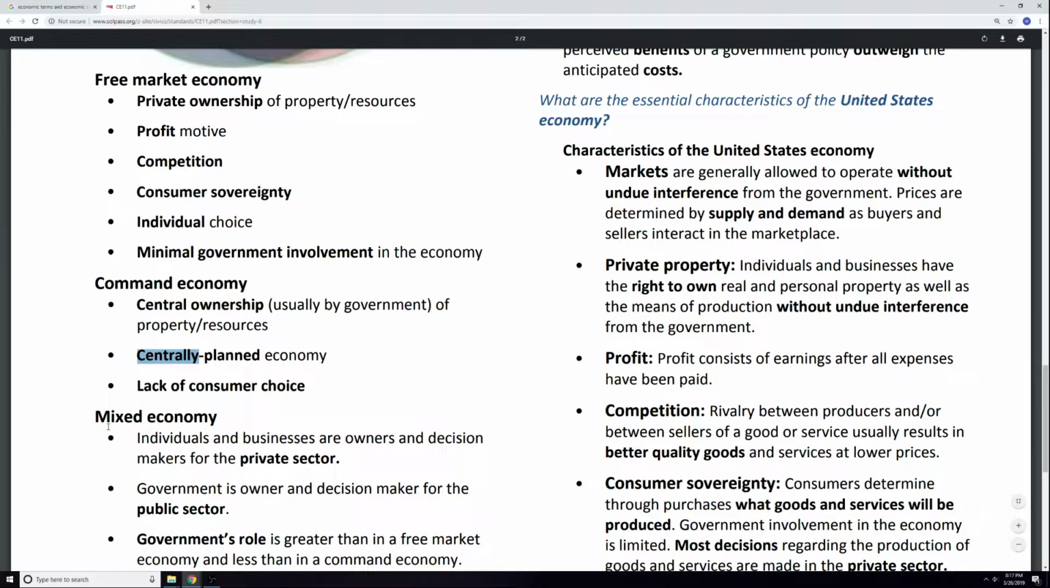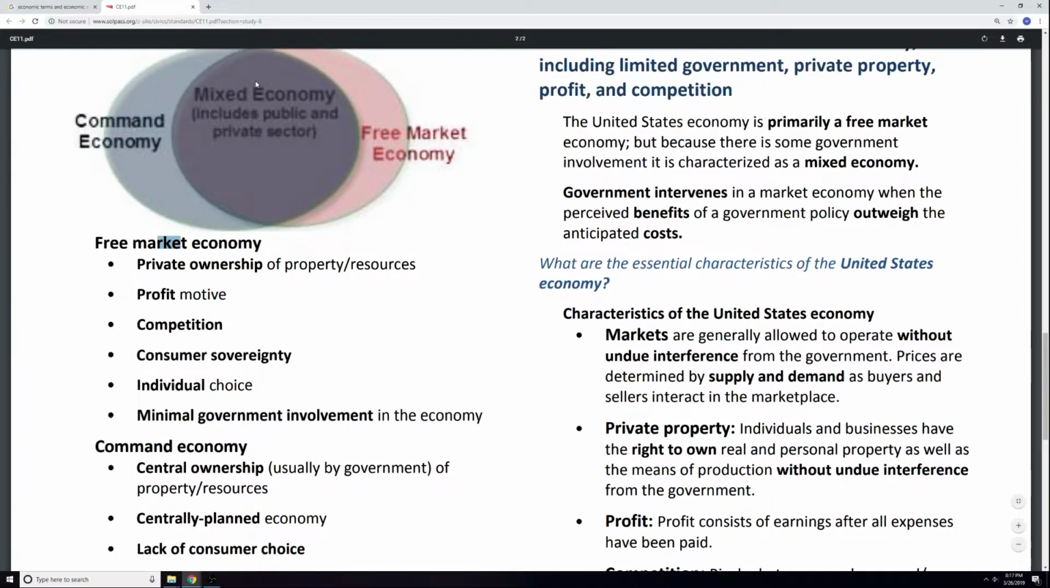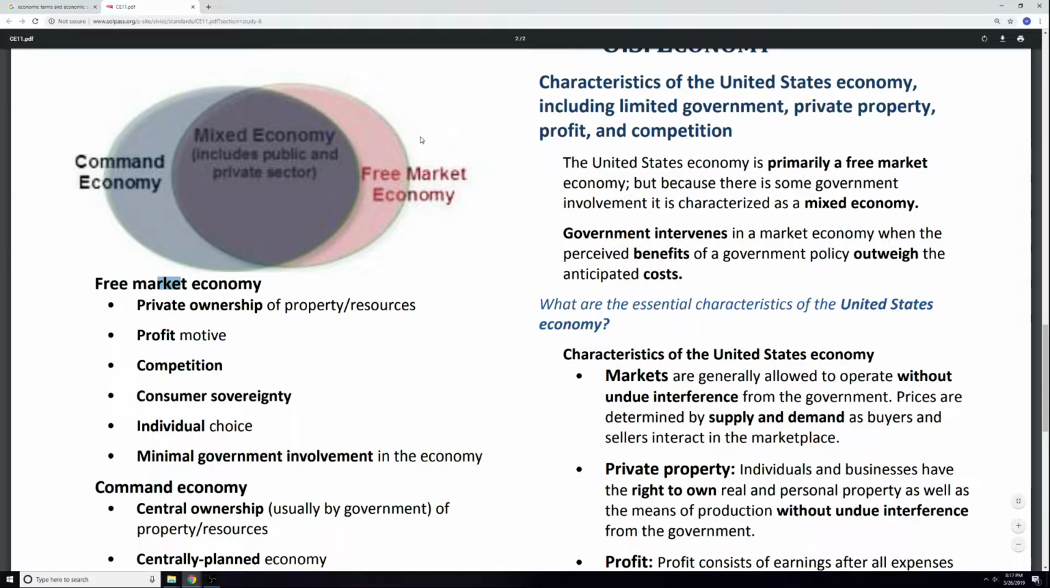A mixed economy is a mixture. It literally takes from a command economy and it takes from a free market economy. As you can see from the Venn diagram, it's the middle. It's taking from this side, and it's taking from this side.